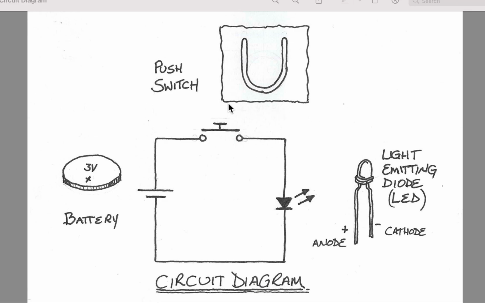The next component is the battery. And it looks like that. And that's the circuit diagram symbol for a battery. And then the final component to give the light is a light emitting diode, or LED. And that's what it looks like graphically. And there's the circuit diagram symbol.